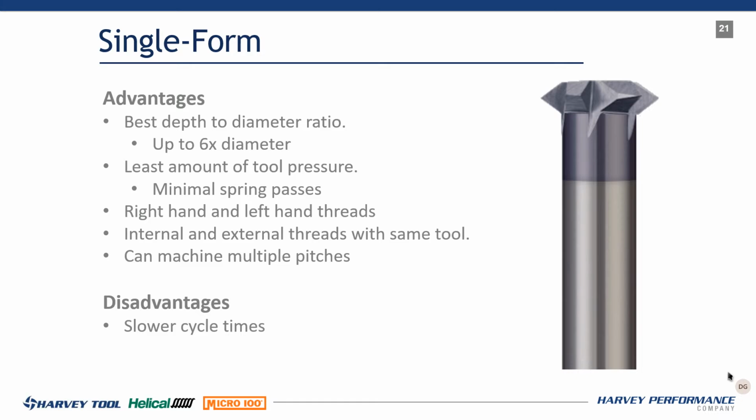A lot of advantages. Best depth to diameter ratio, up to 6 times diameter. So what I'm saying with a single form thread mill, you can get down pretty deep and create threads in a pocket. That's about one of the only thread forms that's actually going to allow you to get down there and actually do that. Least amount of tool pressure. We have one form. We have one cutting edge that's in the material. That's why we can get down deeper. We don't have that tool pressure. That pressure is not there because we have one form. So we cut a lot freer with this tool. So we can take minimal spring passes with this.